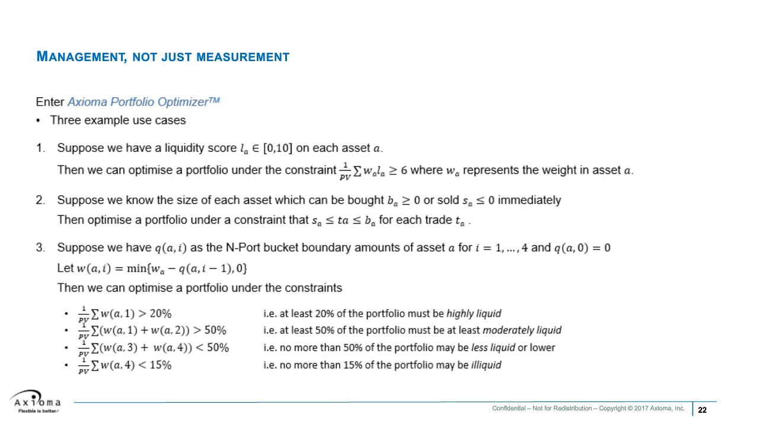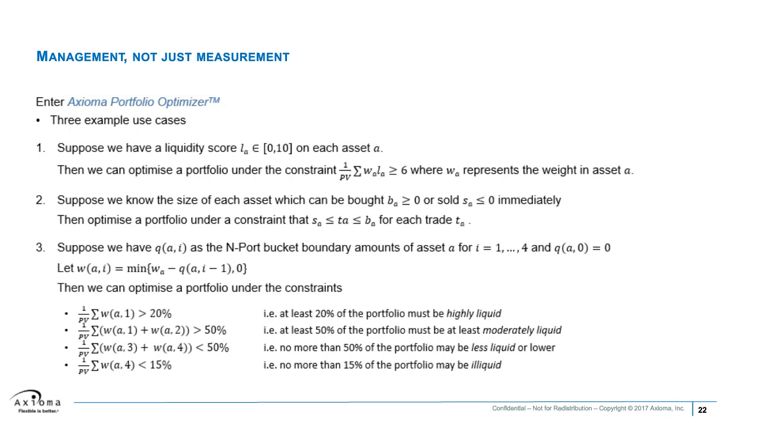The third, and possibly most relevant example in terms of EndPort regulation, is, suppose we know where the EndPort bucket boundary amounts for each individual asset sit, then we could optimize a portfolio constrained by these buckets so that you'd meet EndPort regulations by construction.